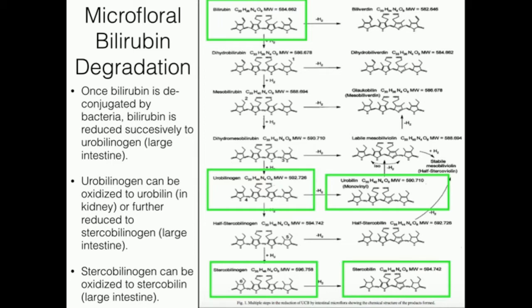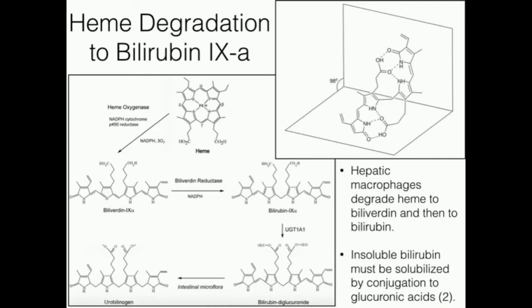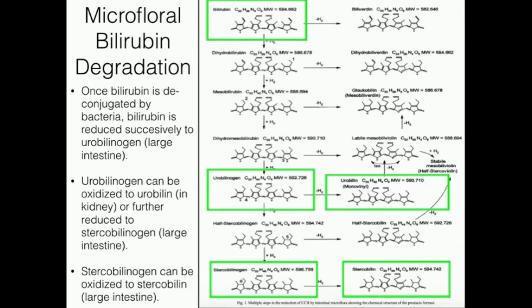Okay, so all of these reactions right here are catalyzed by enzymes that are made by intestinal bacteria. So these are all microfloral bacterial reactions that are doing this. Okay, now we can make the bilirubin, but from then on, all of these other products, the most notable ones in green, are made through bacterial reactions in the large intestine. Okay.